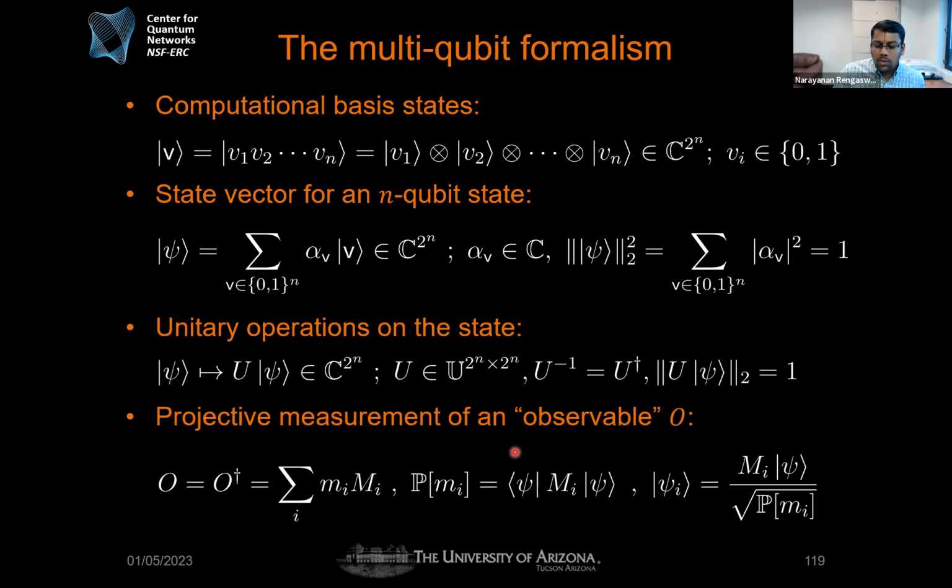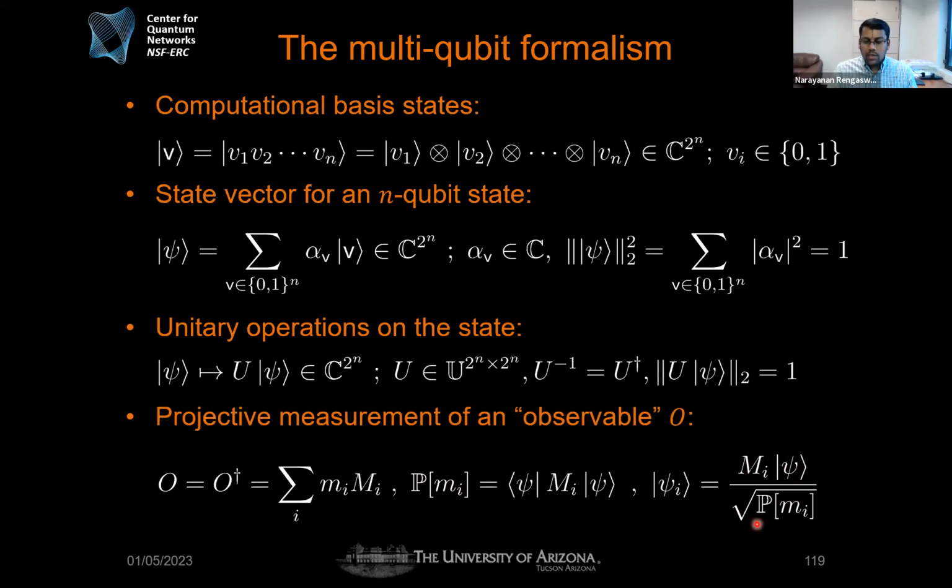Finally, when you measure an observable, you take the observable, which is basically a Hermitian matrix. So O is the same as O dagger. And you first diagonalize it, meaning that each of these M_i are orthogonal projectors. These small m_i are the eigenvalues. And the eigenvalues are exactly what you read off in the lab when you measure. And the probability of obtaining a measurement result is given by this inner product. And the state changes. If you start with the state psi, after you do the measurement, the state changes to psi sub i, which is basically the projector applied to the state, normalized by the probability of the outcome.